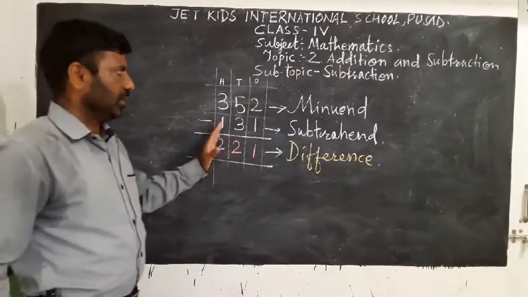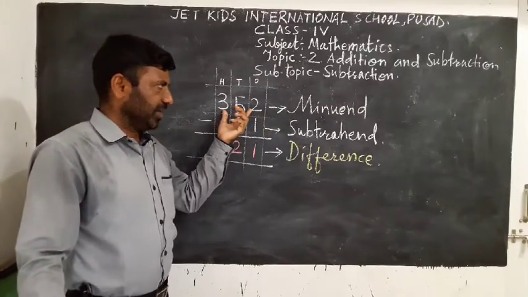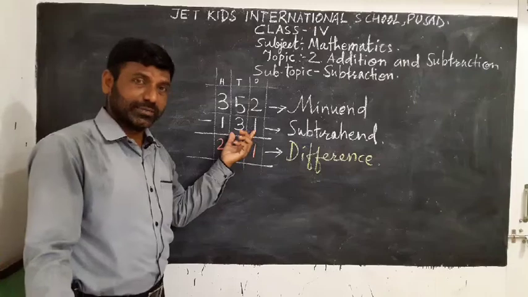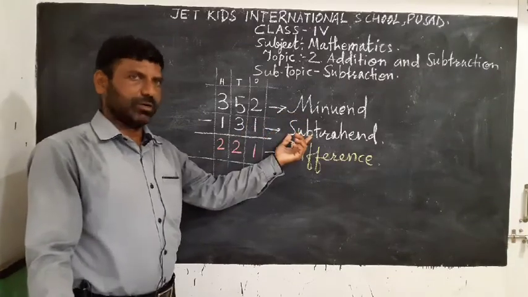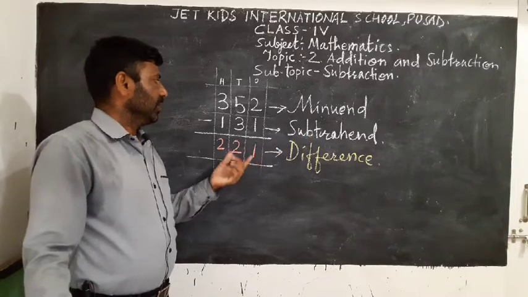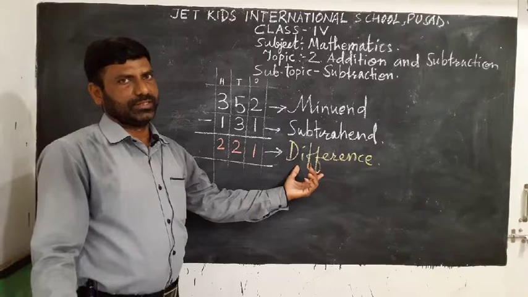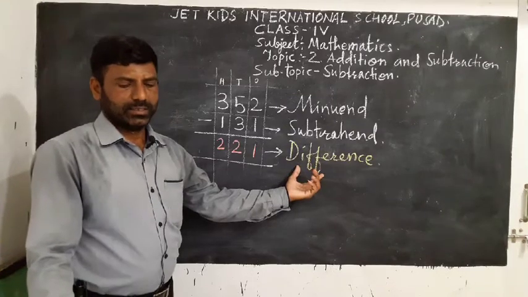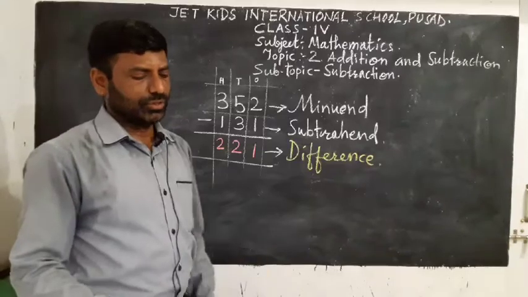Understand? The large number we call the minuend. The number which is subtracted from the minuend we call the subtrahend, that is the smaller number, and whichever answer comes, we call it the difference. Understand? This is a very important thing, you should know these things.